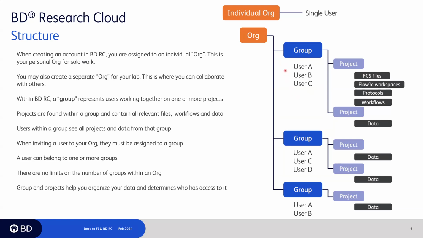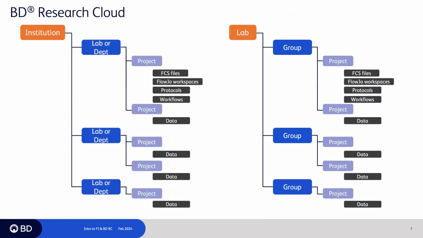And of course, you can have multiple users in your org, and you can assign a user to more than one group. Okay, there's no limit to the number of groups you can create within an org. And the groups and projects basically just help us organize your data and determine who has access to that information. And we'll see a little later on how we can control who has access to what information and how you can set user level permissions.